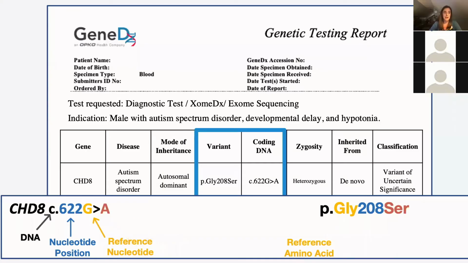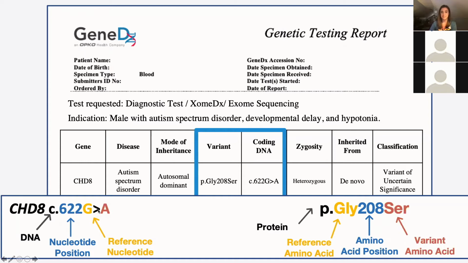So let's look back at our example report just to walk through another variant. On that report, we see a box with variant and one with coding DNA. If we look first at coding DNA, we see a C dot. As a reminder, C dot clues you in that this is the DNA change. So we have C dot 622 G to A, and that tells us that at letter 622 in the CHD8 gene, typically people have a G. This individual has an A.